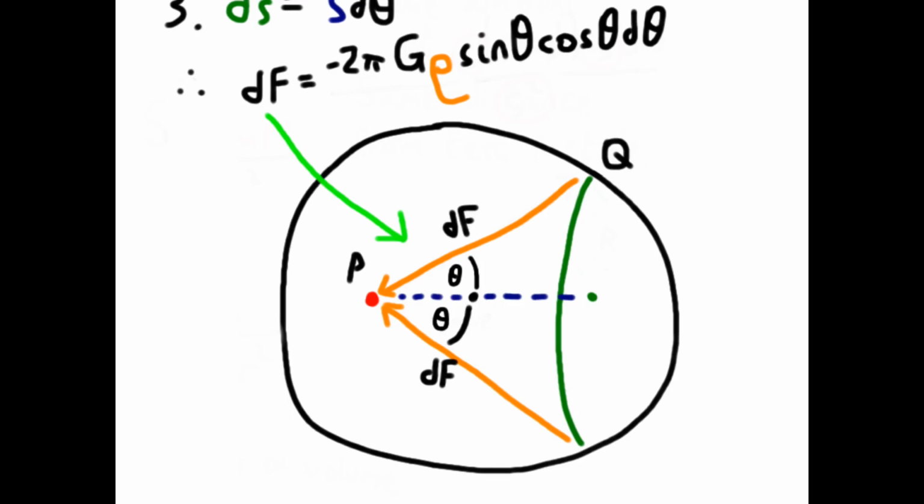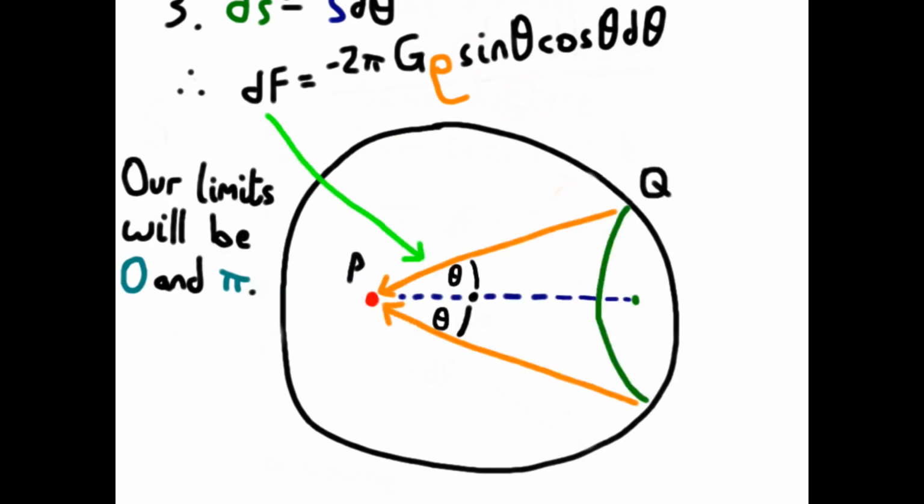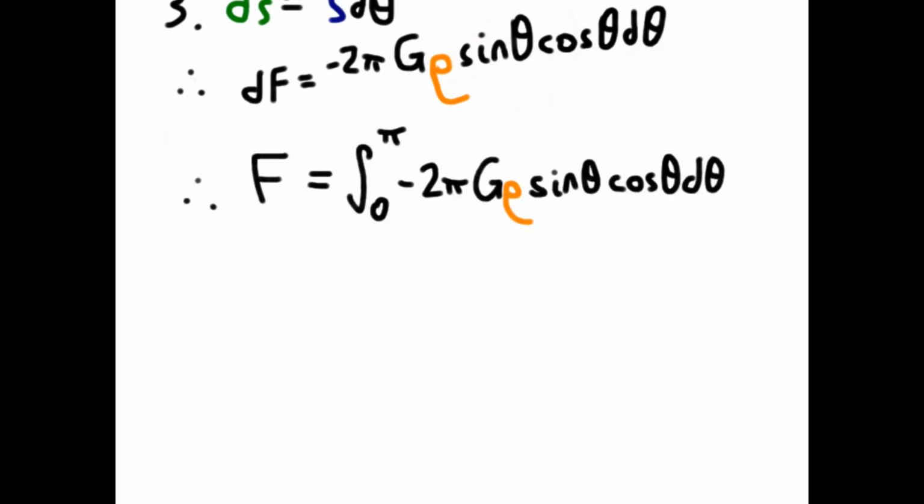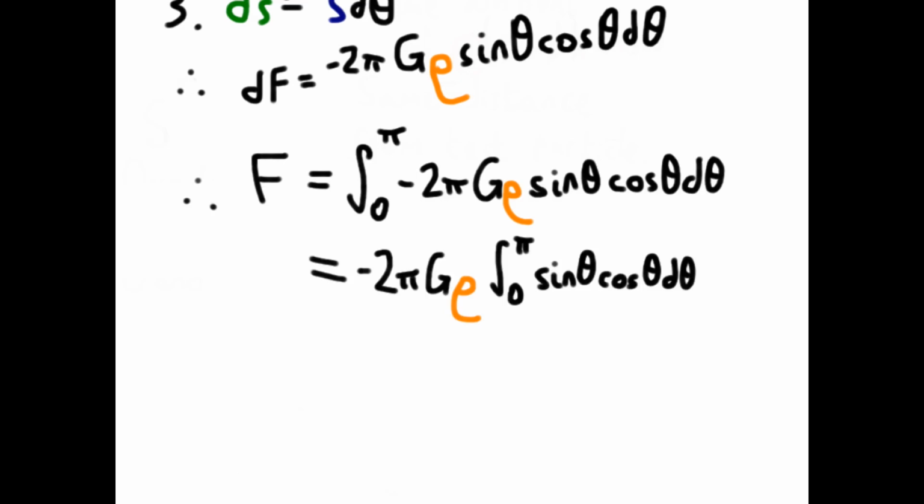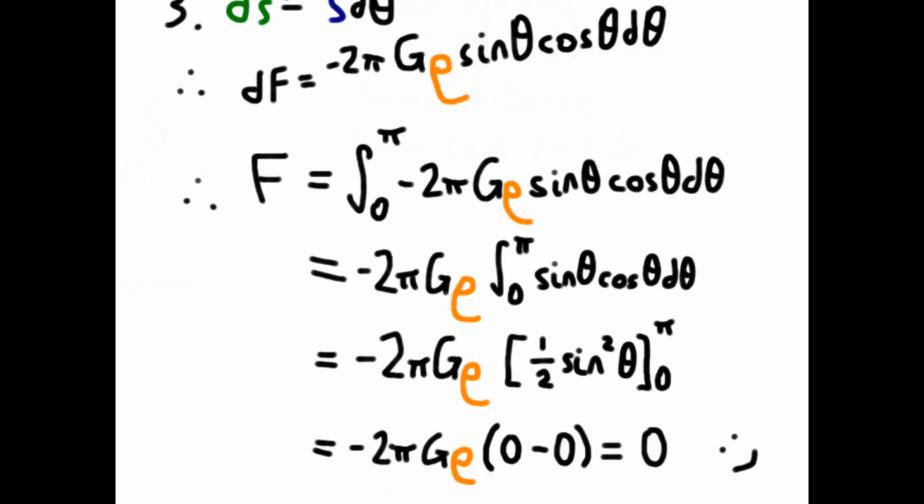We are now in a position to integrate, as remember df is only the force for one ring. In order to find the force for all the rings, we integrate with respect to theta. Our limits will be 0 and pi. Once we have set up our integral, we can factor out our constants, and as cos is the differential of sine, we can integrate by recognition to get a half sine squared theta. Sine of pi and 0 are both 0, 0 minus 0 is 0, and 0 times anything is 0, so our net force is 0.